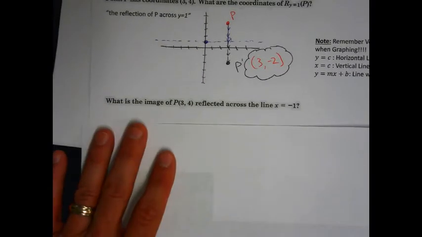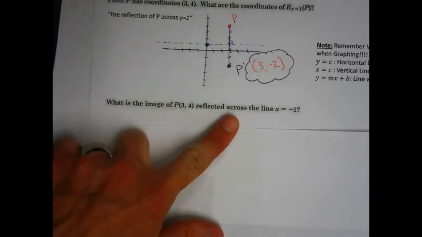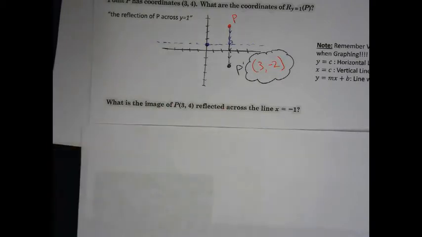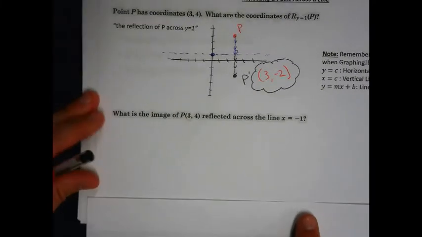What is the image of P, coordinates 3, 4, reflected across the line x equals negative 1? So here we go again. What's going on with this question?